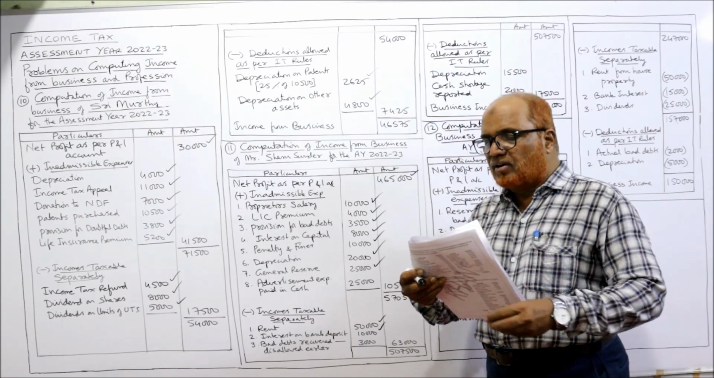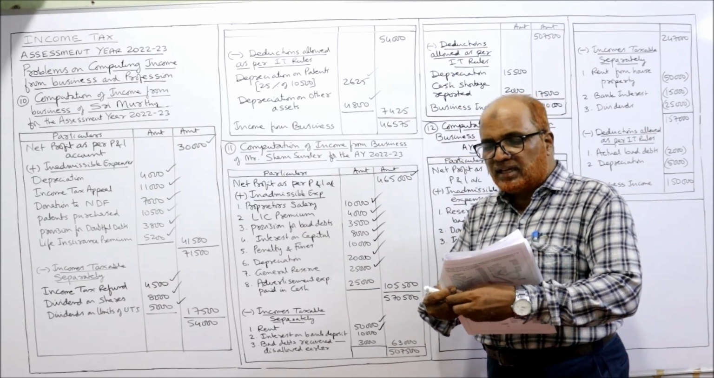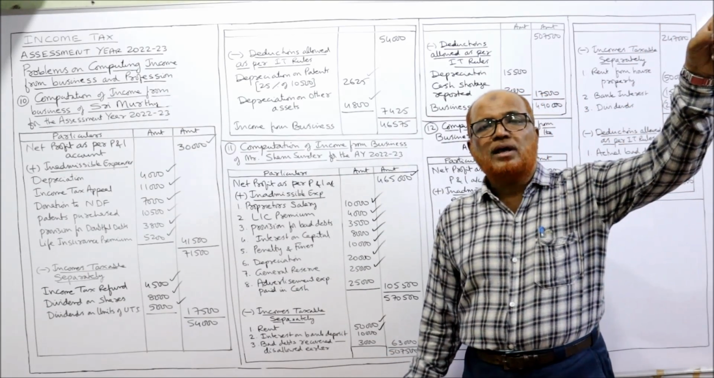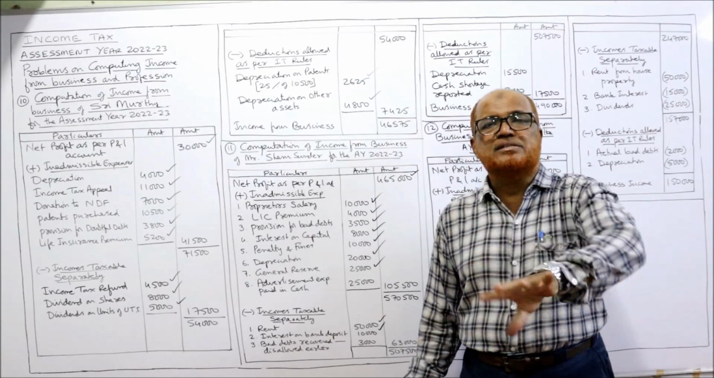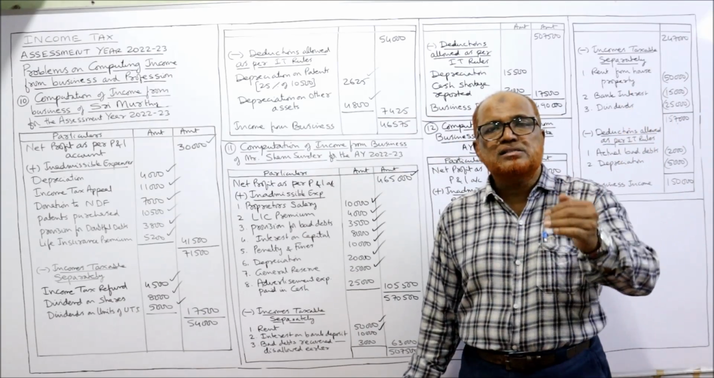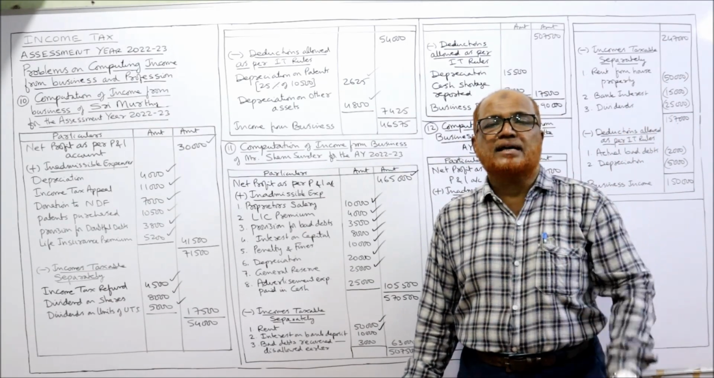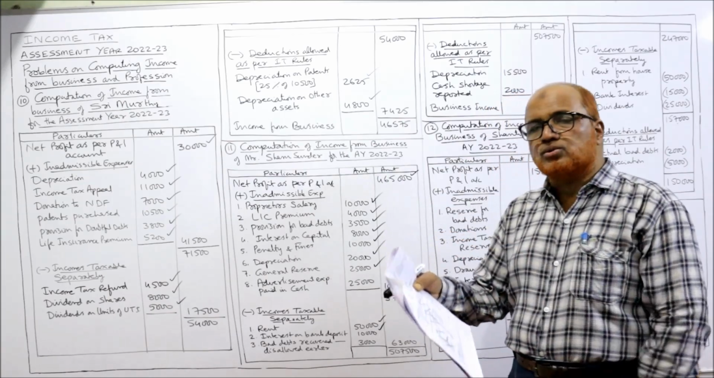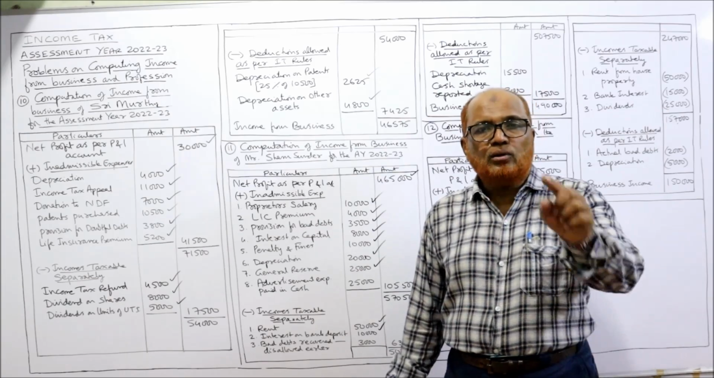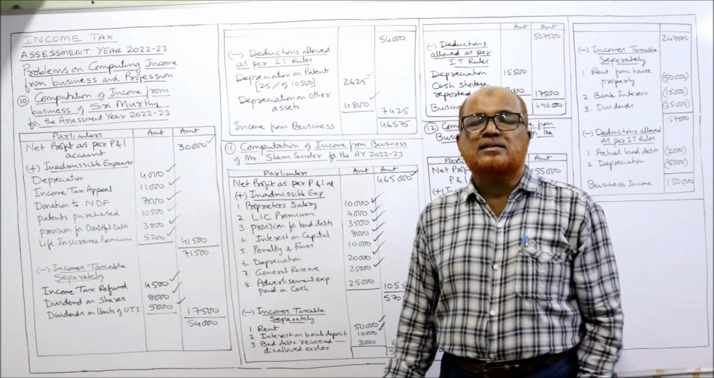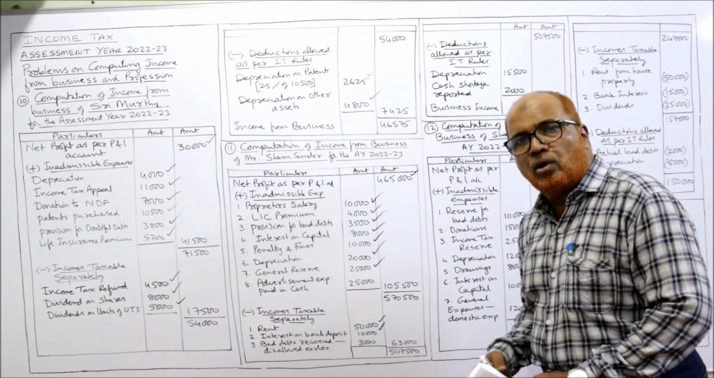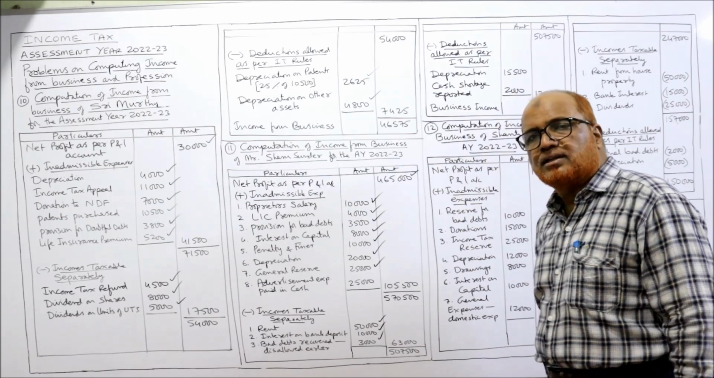Next, bad debts recovered, 5,000. Out of this, 3,000 was disallowed earlier. If bad debts were allowed as deduction earlier, now it is business income. If bad debts were disallowed earlier, now that it is recovered, it is not taxable. So out of 5,000, 3,000 are bad debts which were disallowed earlier. Now that 3,000 is not a taxable income. So here, bad debts recovered, disallowed earlier, 3,000, not taxable.